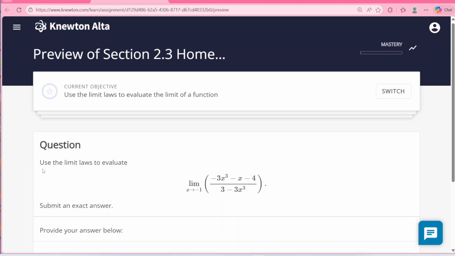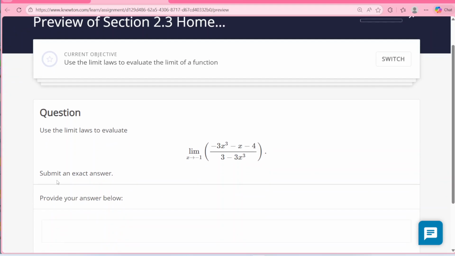So this first question: use the limit laws to evaluate the limit as x approaches -1 of the following rational expression. You've got polynomial divided by polynomial. And we're asked to submit an exact answer. That's to keep you from plugging in and submitting a giant decimal answer with 8 or 9 decimal places. They want an exact answer here, not an approximate one.